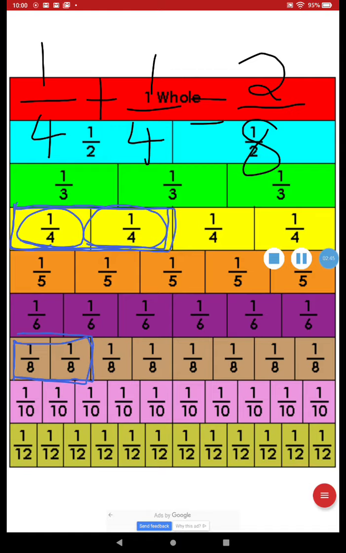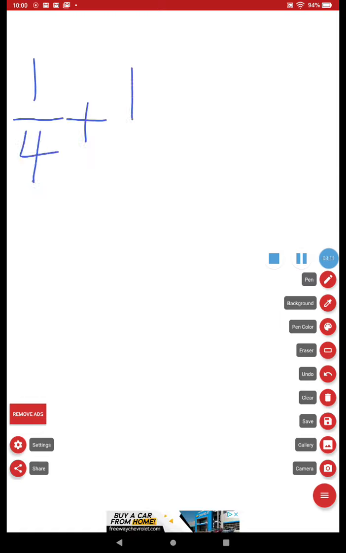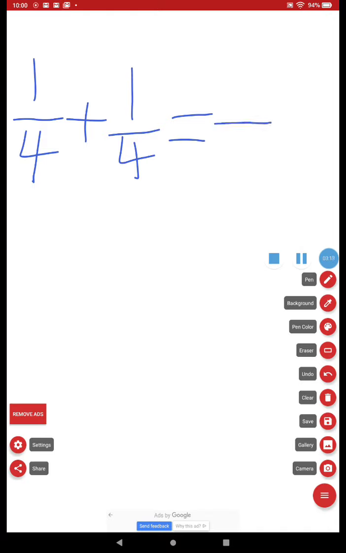Well, we're going to express that in lowest terms, like what we learned last week. What's a lower term that's equal to this? Is a third? No. Half? Yes. 1/4 plus 1/4 equals a half. All right, now let's show it in our numbers. I'm going to rewrite it. 1/4 plus 1/4 equals 2/4.